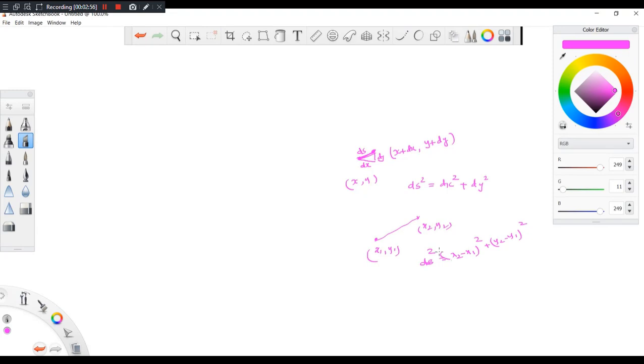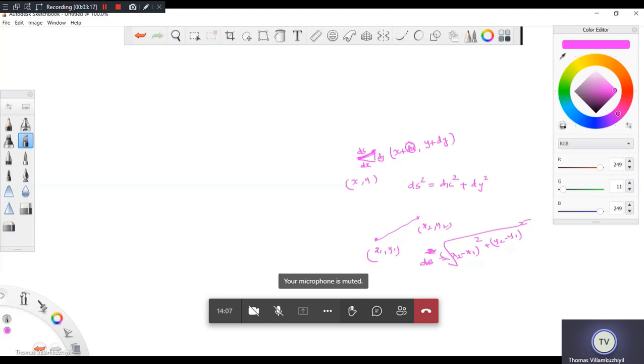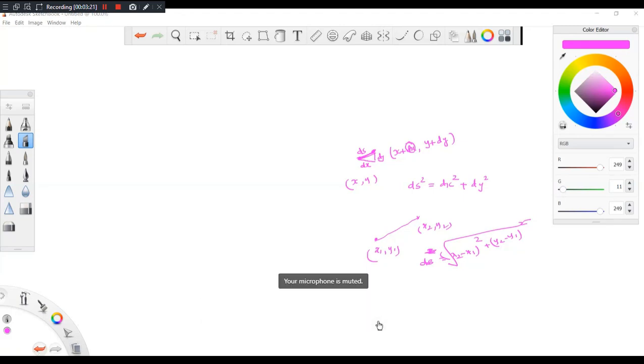So usually when two points are very near to each other, the distance between x1 and x2 can be represented by dx, a small distance. So this is usually called the Euclidean metric. This is called the metric, Euclidean metric. Okay, so this is the usual name given to it.